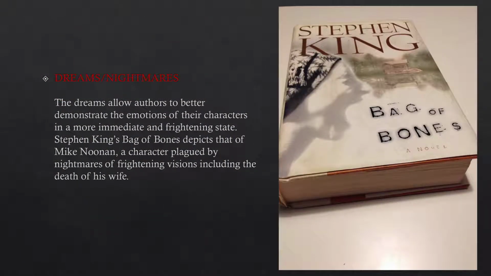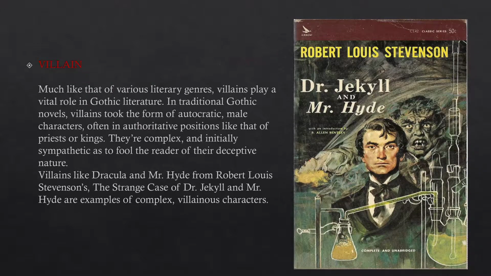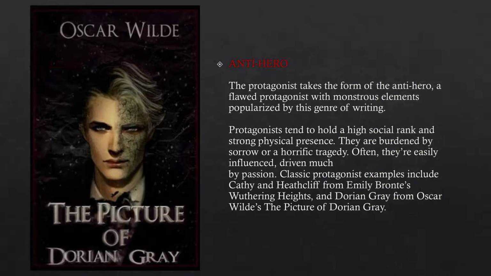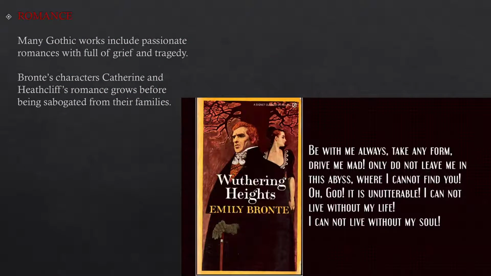And these writers use dreams or nightmares to demonstrate the emotions of their characters intensely. And there is a villain, of course, and there is an anti-hero, a nice example of which is Dorian Gray, created by Oscar Wilde. And of course, there are touches of romance, but these love stories are not with happy endings. These romances are usually full of grief and tragedy.